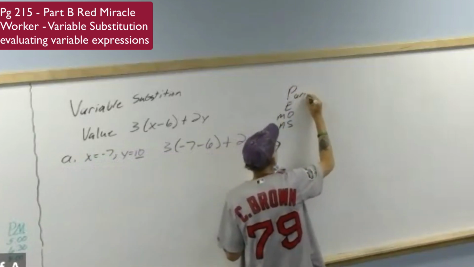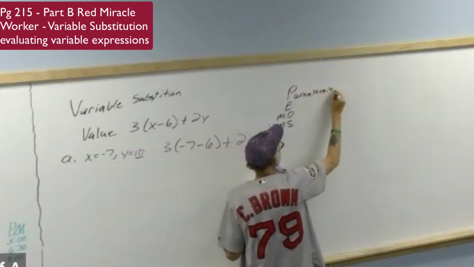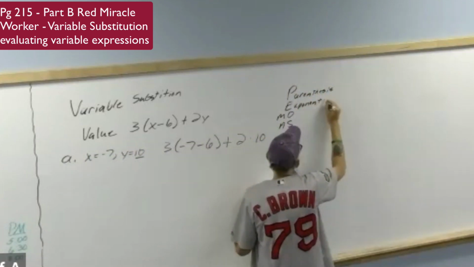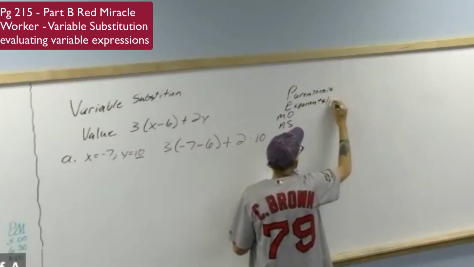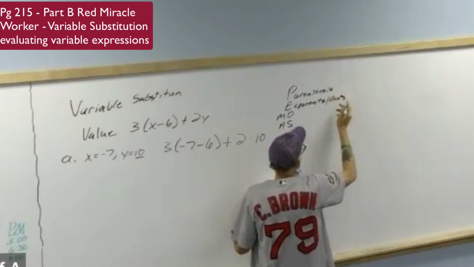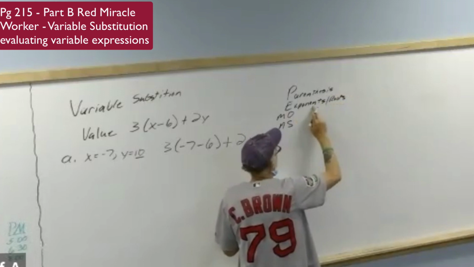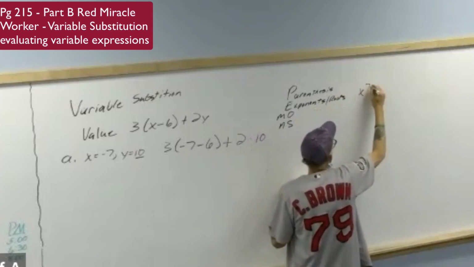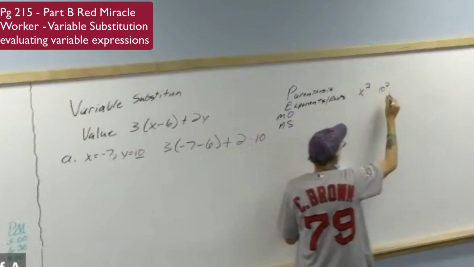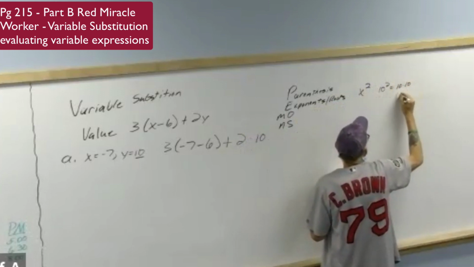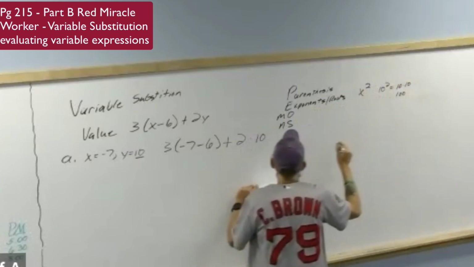P stands for parentheses. You have to deal with the parentheses before you do any other operations. The E stands for exponents. So anytime you see an exponent, and that's when you raise a number to a power, or roots. Roots and exponents go together. Square roots are actually the opposite operation of exponents. That would be like this, x squared or 10 squared. Remember, it does not mean 10 times 2. It means 10 times 10. 10 squared is not 20. 10 squared is 100.